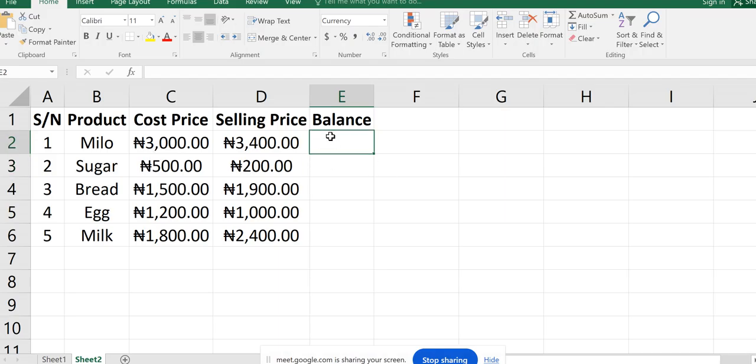This is Milo. You already know that your Milo is on what? This is C2. The first one is on C2. Why is this one on D2? So to run that, don't forget it's always normal mathematics. It's always selling price minus cost price. Am I right? Yes, I think that's it, to get your balance.